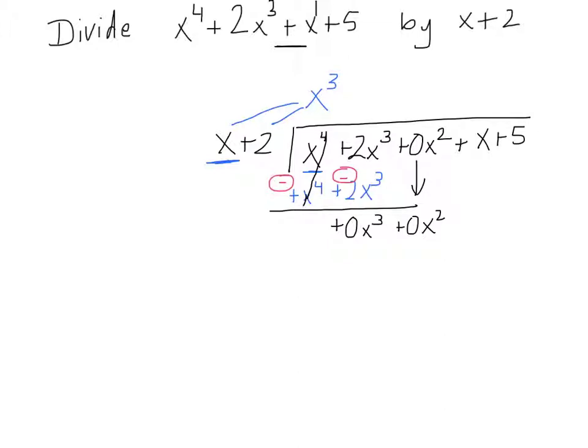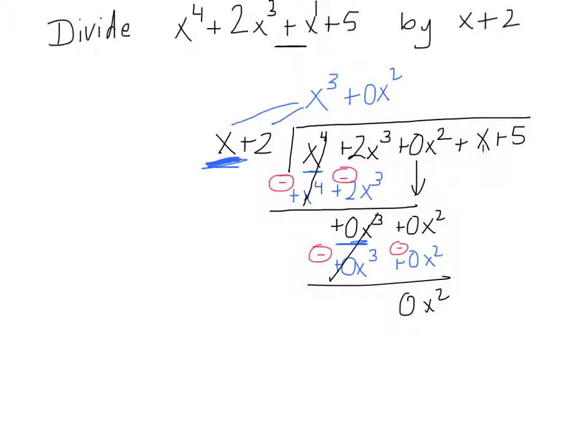You technically think to yourself, what do I multiply times x to give me 0x cubed? Well, that's technically 0x squared, which is kind of silly to distribute. 0x squared times x is going to be 0x cubed. 0x squared times 2 is still 0x squared. Just going through the motions of subtracting here, though nothing changes. This is now gone. We've got 0x squared. Bring down the positive x.